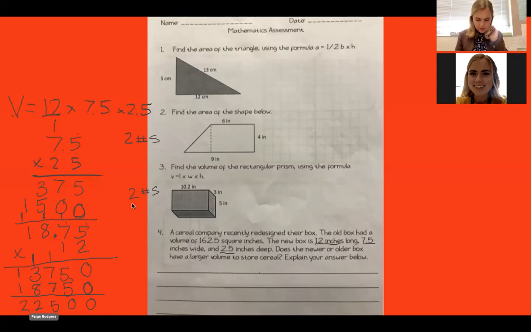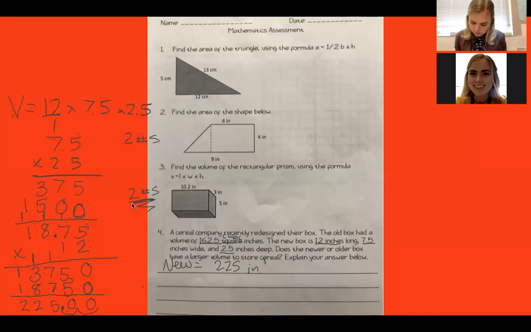So there's all of that, and there should be 2 numbers after my decimal point. I'm going to put my decimal there because that would be 2 numbers after my decimal point. So the new cereal box has a volume of 225 inches cubed. And this one I realized is a mistake. The old box has a volume of 162.5. It should be inches or cubic inches. So the new box is larger.